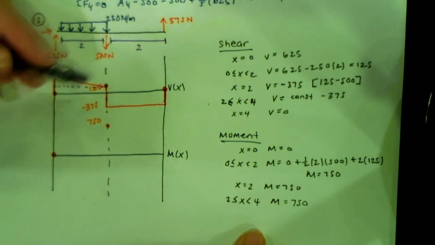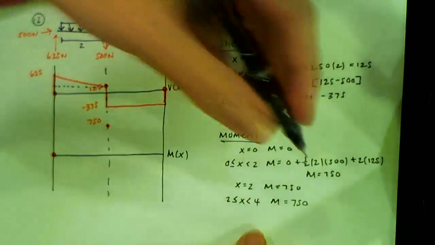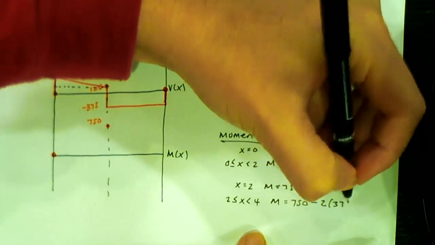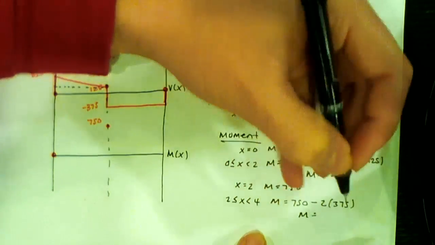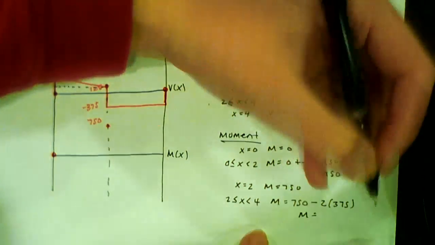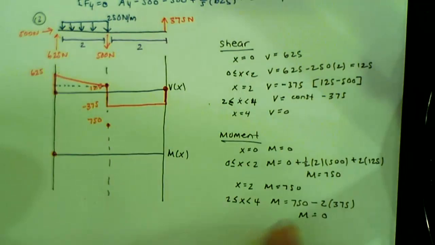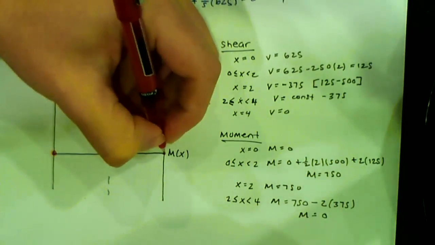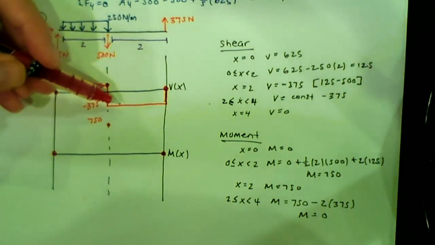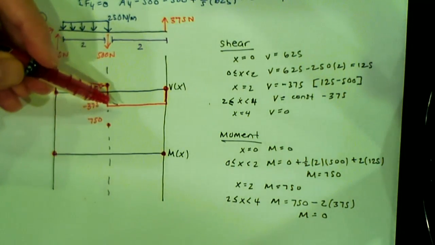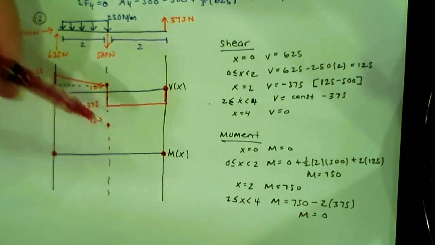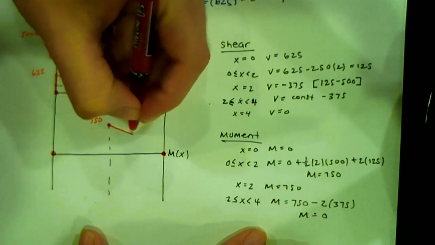Subtracted the area. Good. We have to subtract that area. So we have minus our base, which is 2, and the height of that is 375. So our moment, if you find that, is equal to 0. So we're back at 0. And so if that here is a constant, what is the shape of that section going to look like? Linear. So it's going to be a straight line.